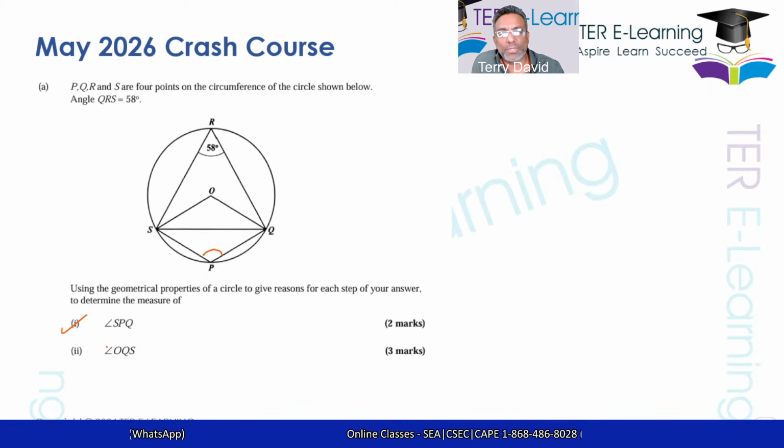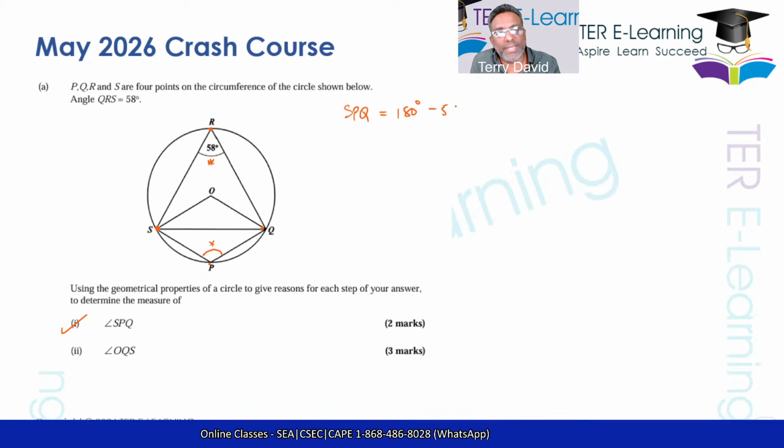People saying 122. Okay. So first of all, we have S, R, Q, and P. So those 4 points lie on the circumference of the circle. Whenever you have a scenario like that, it means that you have a cyclic quadrilateral. Now what happens here is that the opposite angles in a cyclic quadrilateral add up to 180. So therefore angle SPQ is simply going to be 180 degrees minus 58. And in this case, we're going to get 180 minus 58, and we're going to get 122. All right, so that's our answer for this part here.